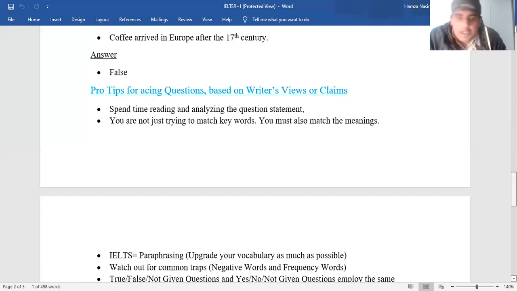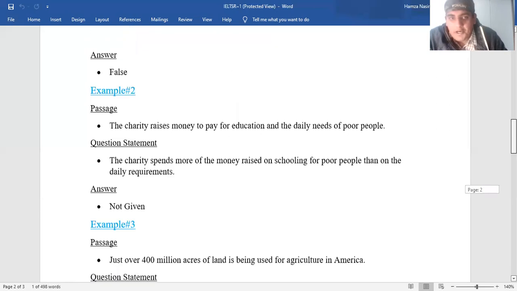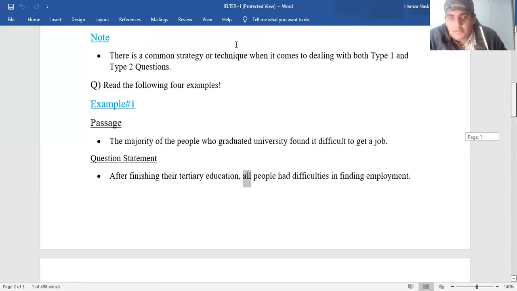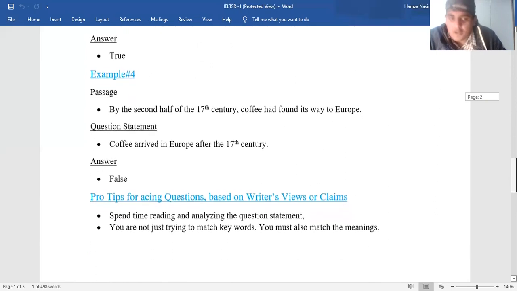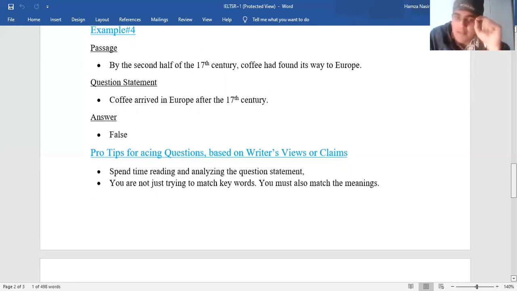Number 2, you're not just trying to match keywords, you must also match the meanings. So for example, above, there were a lot of keywords: graduate university, tertiary education, difficulties, get a job, finding employment. All these keywords were matching each other, but the meaning was different because here it was about all people, whereas here it was about the majority of the people. Therefore, a very important pro tip when it comes to solving these questions, you're not just trying to match keywords, you must also match the meanings.